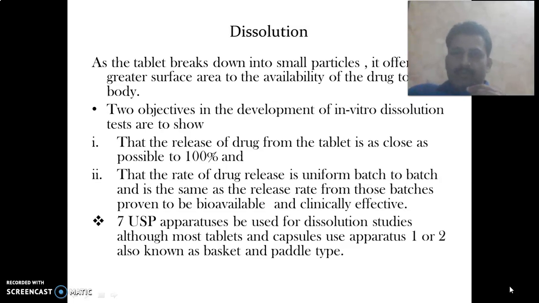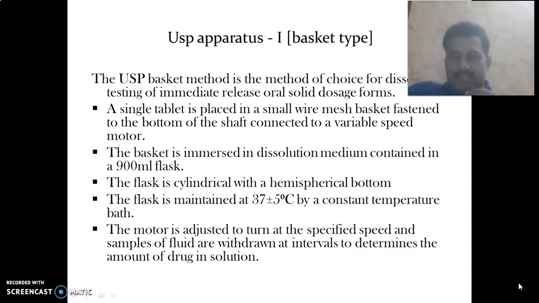A total of 7 apparatus are there. They are the reciprocating cylinder apparatus, flow through cells, paddle over disc, cylinder type, reciprocating disc, etc. Out of these, the important ones are the basket type and the paddle type. USP apparatus 1 is called the basket type, and USP apparatus 2 is called the paddle type. The first one is the basket type.